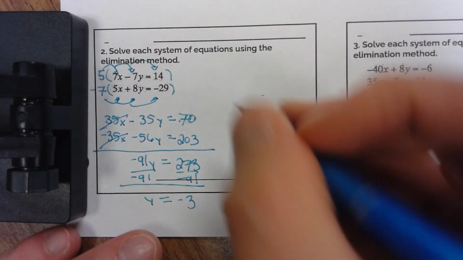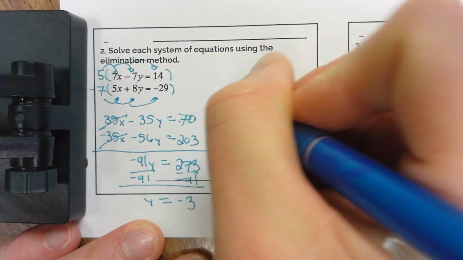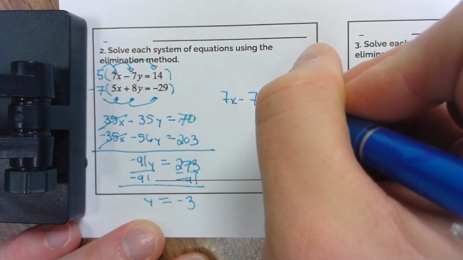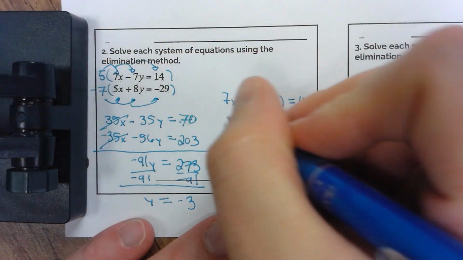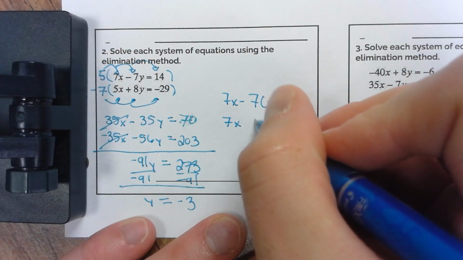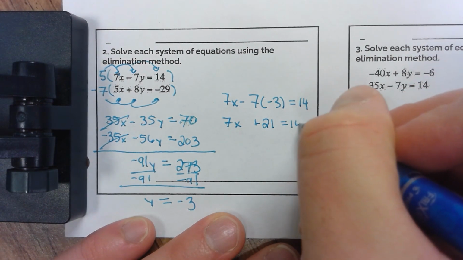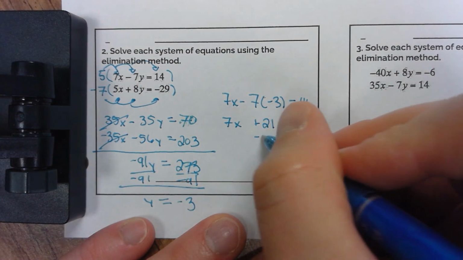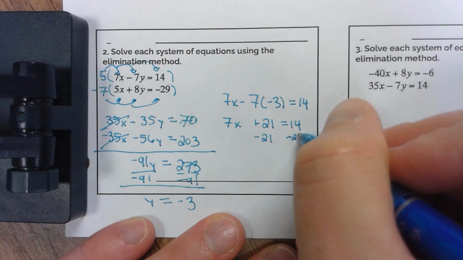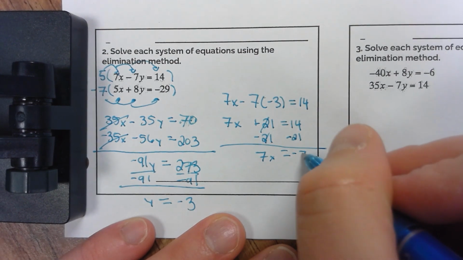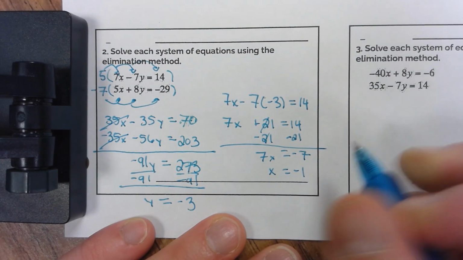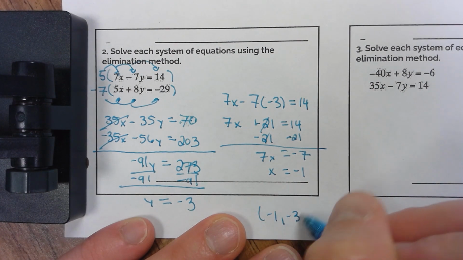All right, now I have y. This is 7x minus 7 times negative 3 equals 14, and I can solve for x. So this is 7x plus 21 equals 14, and then I can subtract 21 and get 7x equals negative 7, and x equals negative 1. So the solution is negative 1, negative 3.